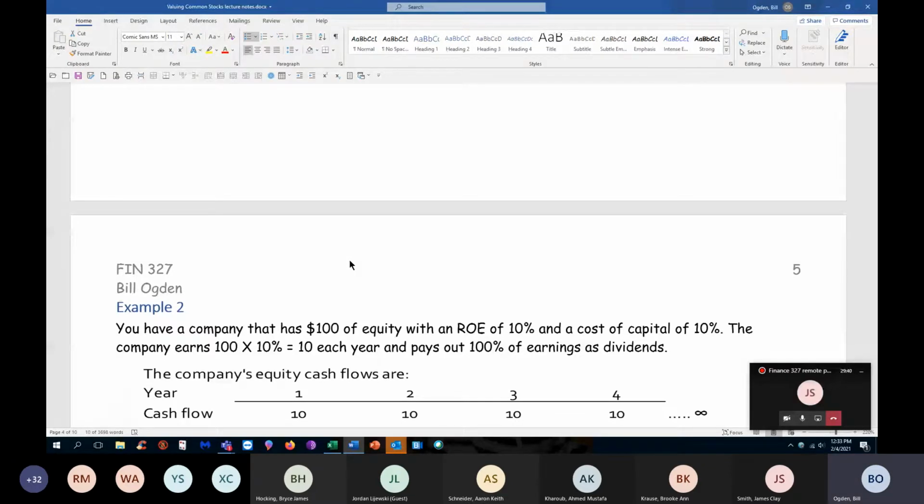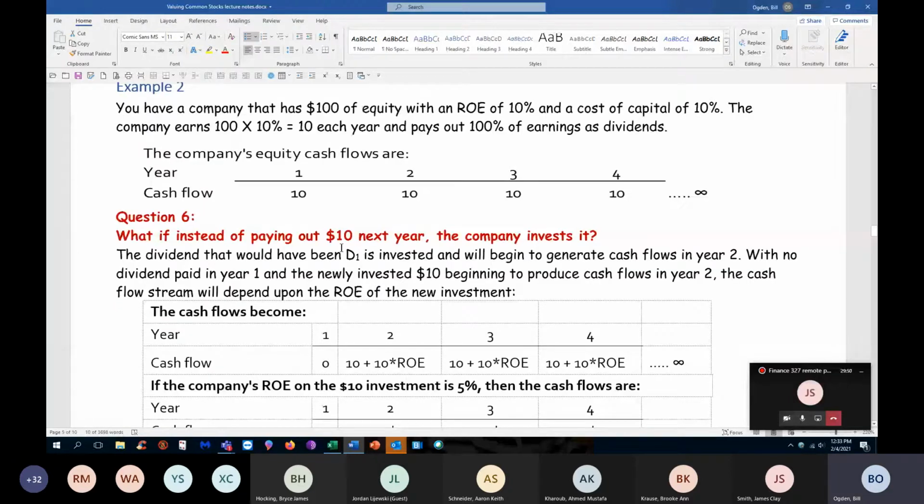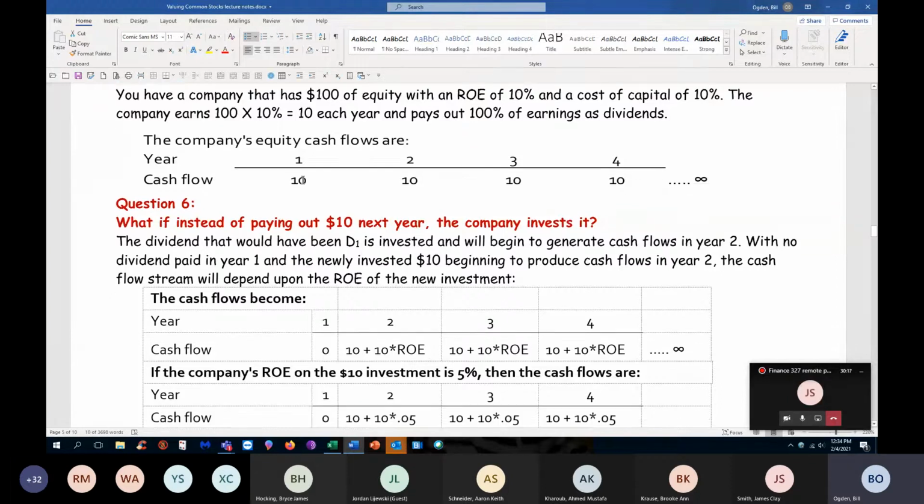I have a no growth company, earns 10% on $100, and it pays out 100%. So it will pay out the $10 every year from now till infinity. So $10 divided by 10%, yes, it's worth $100. Now we're going to pull out next year's $10 payment. So instead of paying it out, we're going to reinvest it.